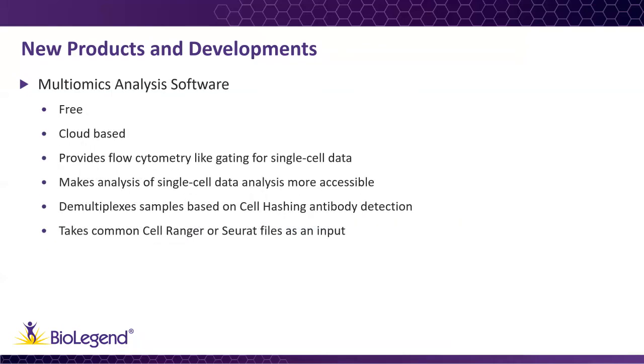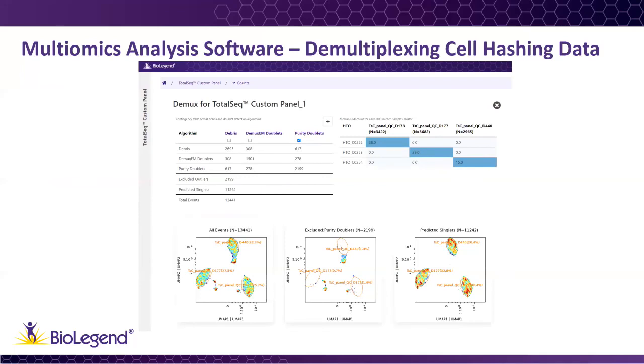And finally, I would like to introduce our upcoming software release, Multiomics Analysis software, which is a free cloud-based program for the analysis of single-cell data. This program is geared at bridging the divide between single-cell and flow cytometry analysis and is meant to be accessible to users of all backgrounds. It enables demultiplexing cell hashing data and takes outputs from Cell Ranger and Seurat as inputs. MAS provides an easy-to-use and navigate GUI.